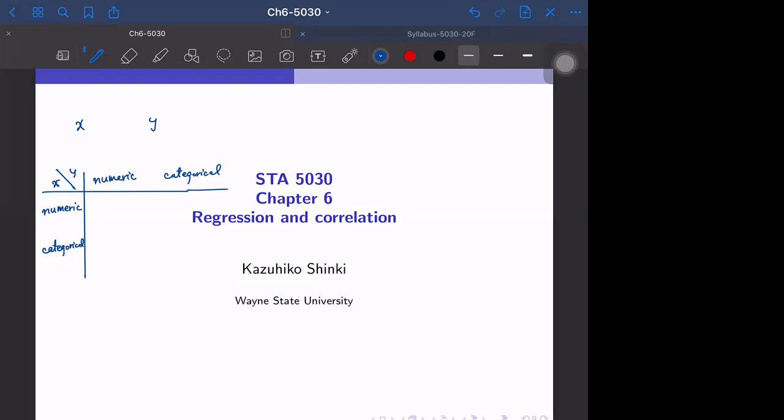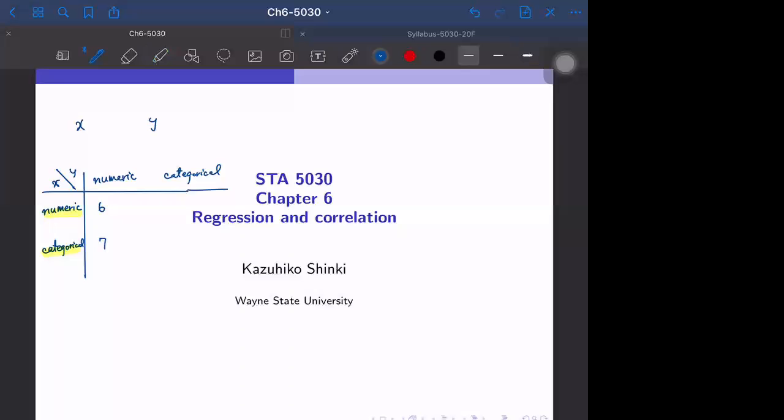So chapter 6 discusses the case that X and Y are both numeric. And chapter 7 discusses when X is categorical but Y is still numeric. And actually, whether X is numeric or categorical doesn't really matter. So the model is almost the same. Actually, we can see that the categorical case is just a kind of special case of the numeric case.